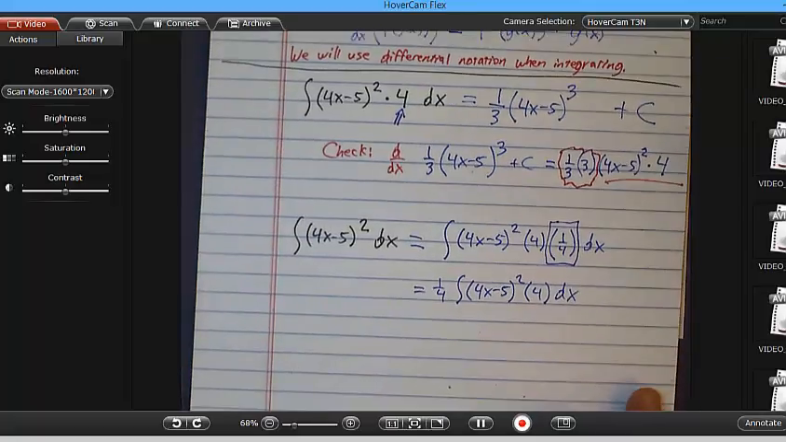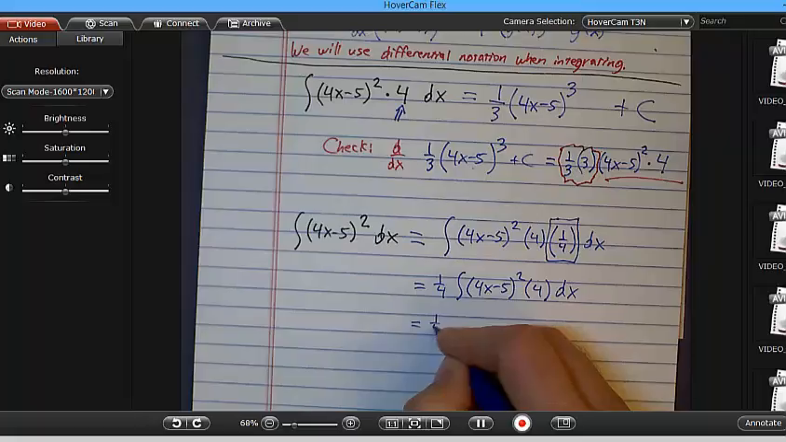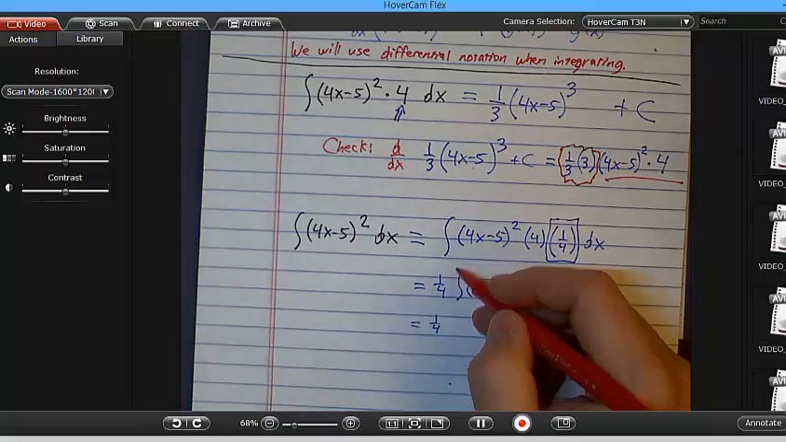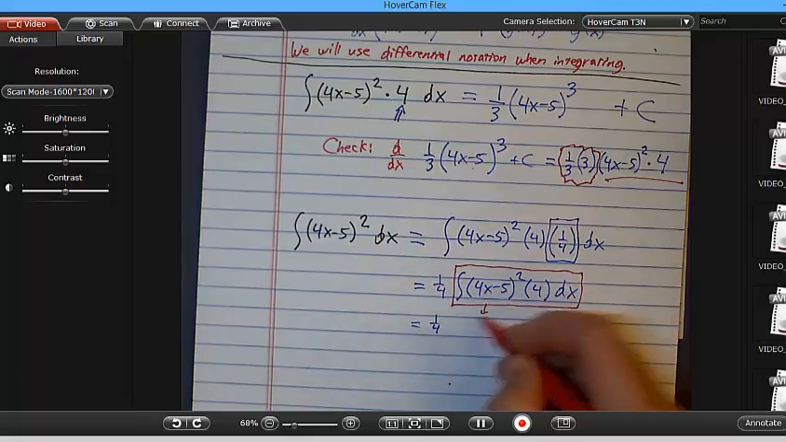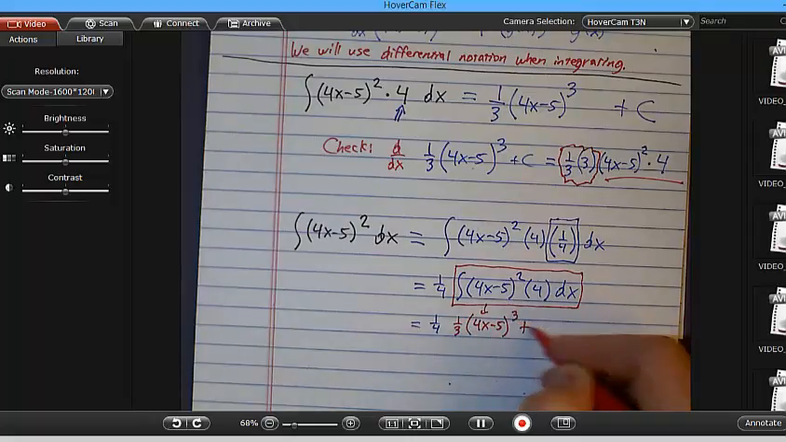And so I'm going to get this. You guys with me? And then what's going to happen is I already worked out the answer to this problem up above. The answer to this problem, we said, was 1/3 (4x minus 5) cubed plus c.